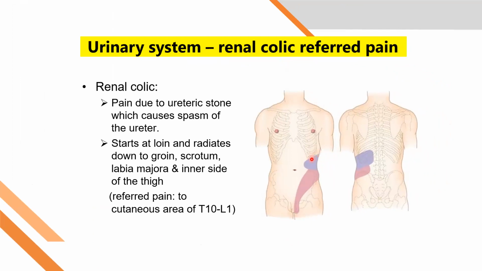And this is how the referred pain looks. It is known as renal colic, pain due to ureteric stone, which causes spasm of the ureter, starting at the loin and radiating to the groin. This is the loin and radiating to the groin, the scrotum, the labia majora and the inner side of the thigh.